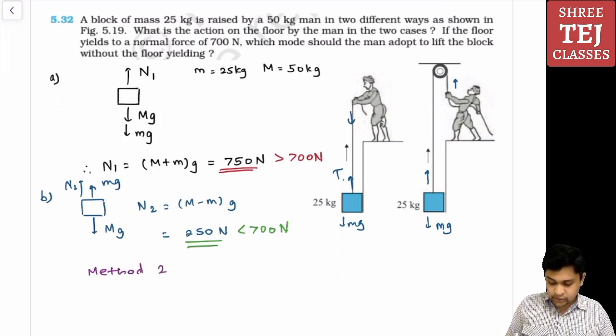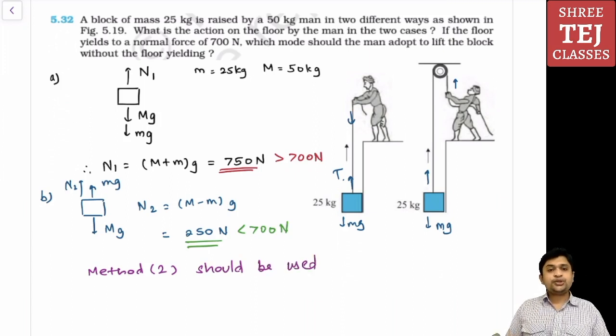Method 2 should be used. That will not yield the floor. In method 1, the floor will yield and the person will collapse. Let us move to the next question.